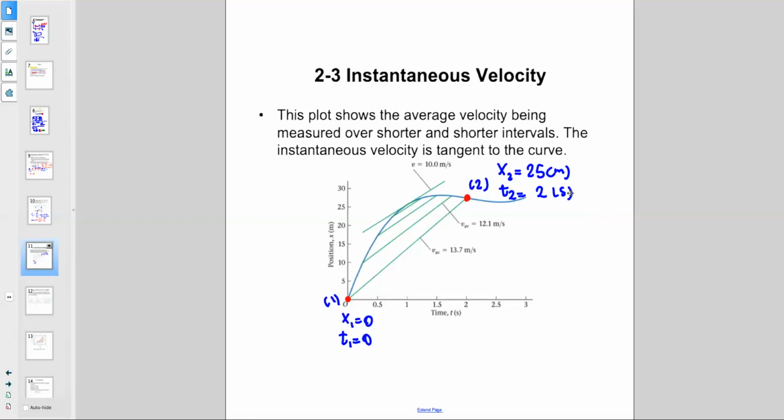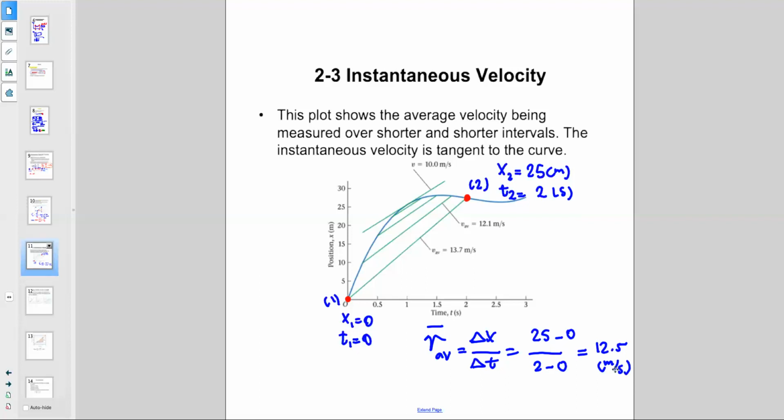Now, if I want to find the average velocity between these two, v average is delta x over delta t. Delta x is 25 minus 0, x2 minus x1. Delta t is t2, which is 2 seconds, minus t1, which is 0. And that means 25 divided by 2 is 12.5 meters per second. That's an average velocity between these 2 points.